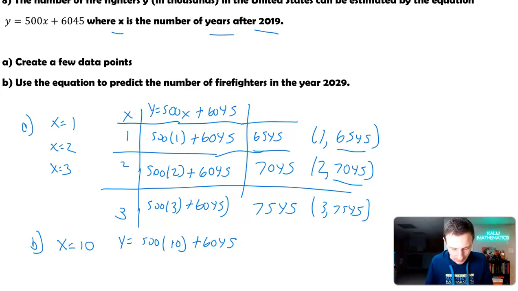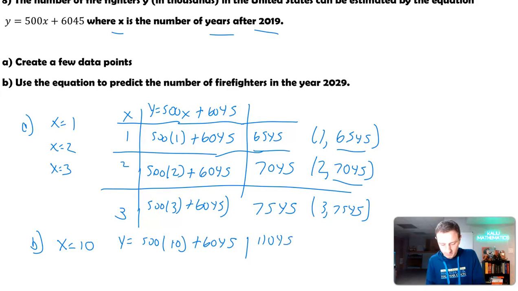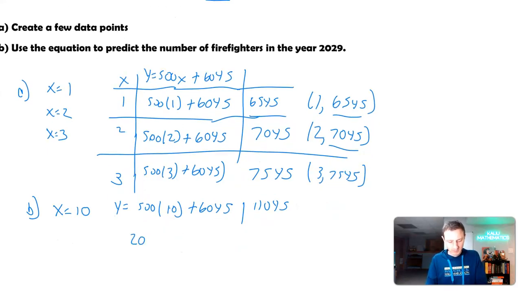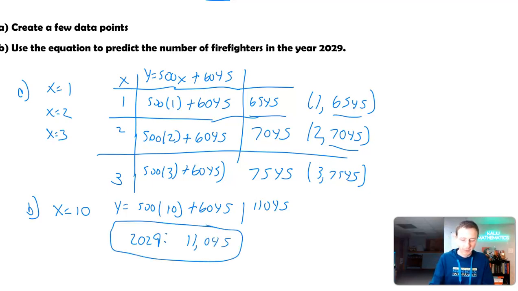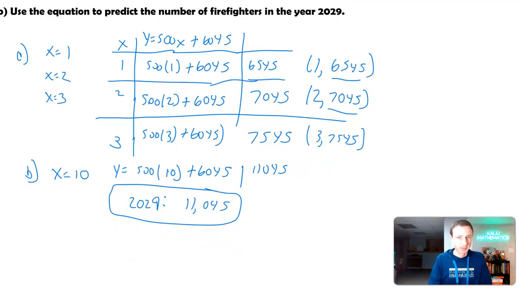So 500 times 10 plus 6045 is 11045. So in the year 2029, there will be 11,045 firefighters based on this model that we were given here. So good application to graphing.